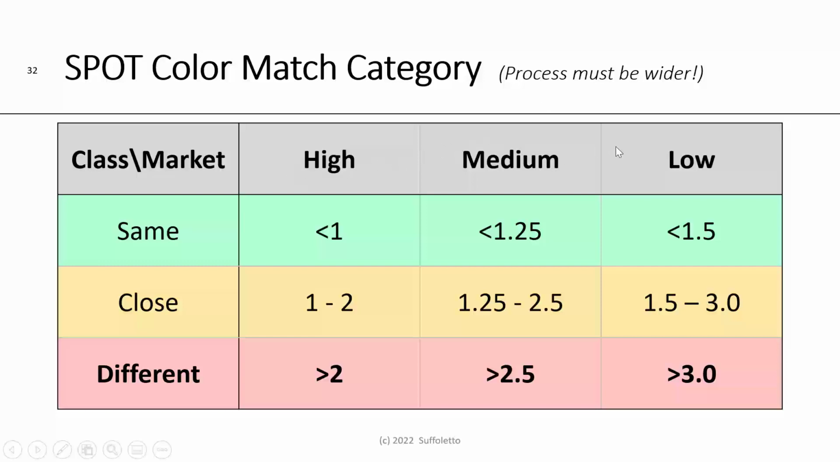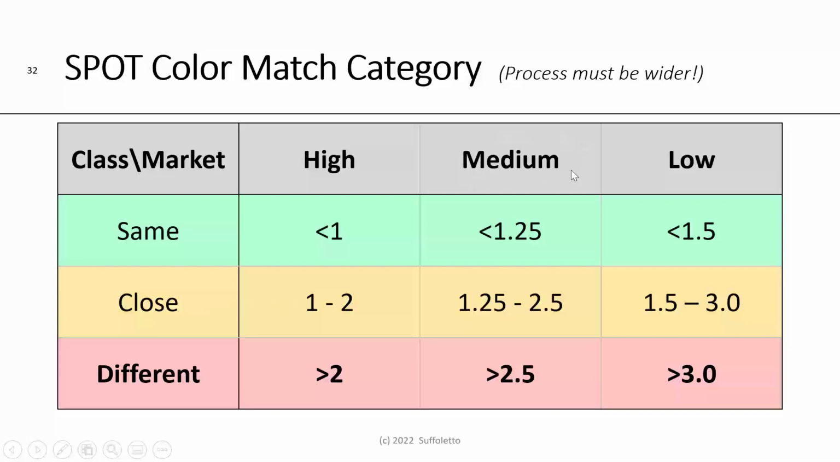Now, in the marketplace, there are different quality levels. I would classify sheet-fed offset lithography printing folding cartons for the pharmaceutical or cosmetics industry as very high. Same would be a delta E of less than 1, close would be a delta E between 1 and 2, and different would be a delta E greater than 2.